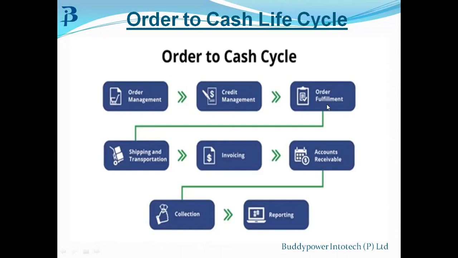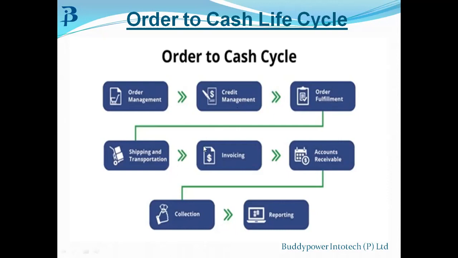Then the order is documented. Once all these checks are done, the order gets documented and the company begins the task of fulfilling the order. That is your third stage. Then once a product has been shipped and delivered or the service has been fulfilled, the most important stage of the cycle begins with regard to cash management.